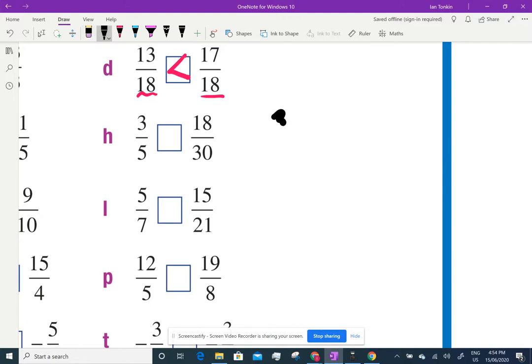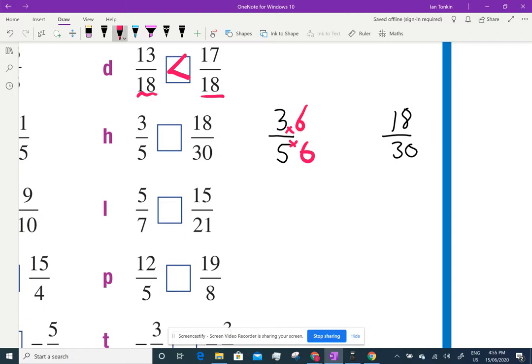So, why is that so big? I'm going to grab this one, 3 on 5. Well, and I'm going to leave a big gap, and I'm going to go 18 on 30. Well, what do I do to this fraction? As long as I do the same thing to the top and bottom, well, how do I make 5 into 30? I times by 6. And how do I know to times by 6? Because I know my 5 times tables. I know how many times 5 goes into 30.